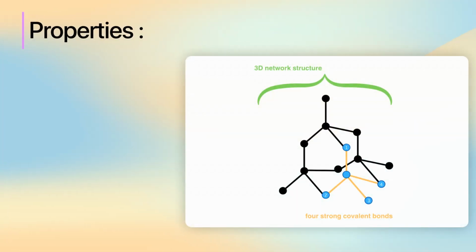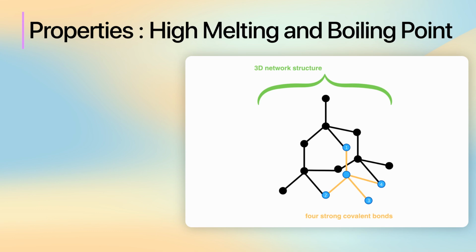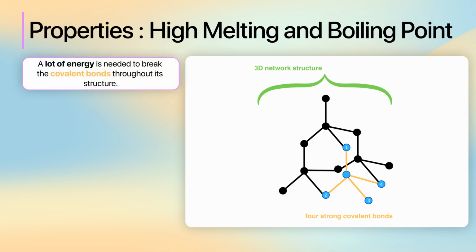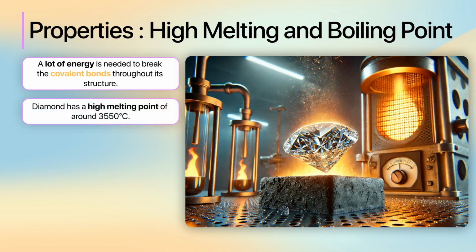Another property of diamond is its high melting and boiling point. To melt diamond, a tremendous amount of energy is required to break these numerous covalent bonds throughout the entire structure. As a result, diamond has an extremely high melting point of around 3,550 degrees Celsius. This makes it very stable at high temperatures.